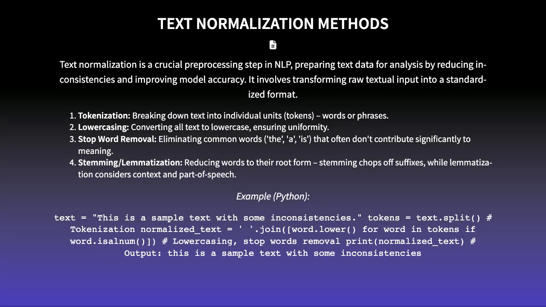Okay, let's talk about how we get our text ready for computers to understand. It's like cleaning up a messy room before you start organizing. The first step is often tokenization, basically splitting the text into individual words or phrases. Then, we usually lowercase everything so that they are treated as the same word. Next, we remove common stop words like the, a, and is, because they don't really add much to the meaning. Finally, we use stemming or lemmatization, which tries to get all variations of a word down to its root form. Think of it like finding the core of each word.